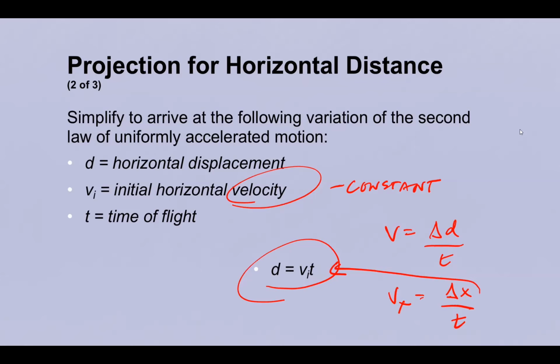So if velocity, for example, was 3 meters per second and time was 1 second, then the horizontal displacement will simply be 3 meters, right? Because we know that horizontal velocity is constant in that direction.